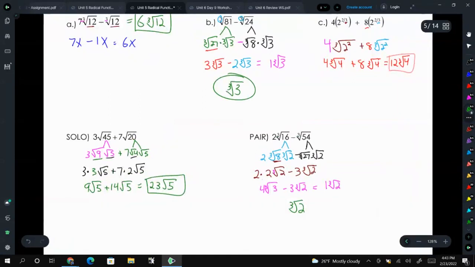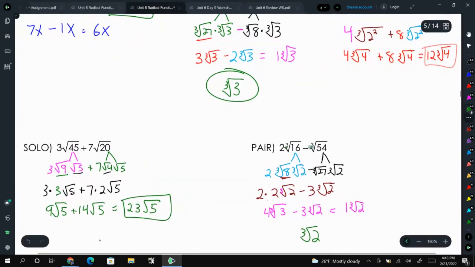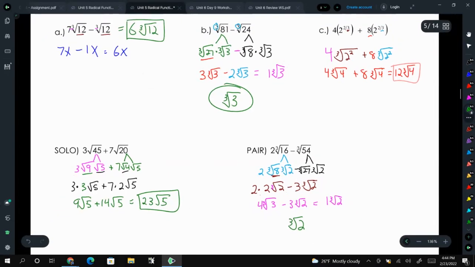So knowing your perfect cubes and squares is super important to simplifying these radicals. Remember, you cannot add the stuff underneath the square roots. You could multiply. If these were multiplication problems, then we wouldn't need to do this, breaking up the radicals into square roots or cube roots. But because we are adding or subtracting, we must make sure that our radicals are the same. So the more we do these, the better you'll get at them. And again, recognizing your perfect squares and your perfect cubes definitely makes this easier.